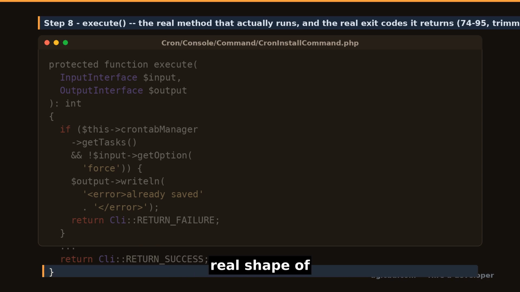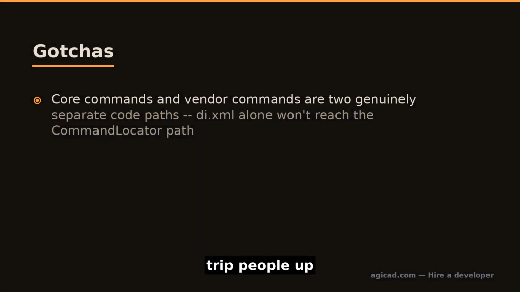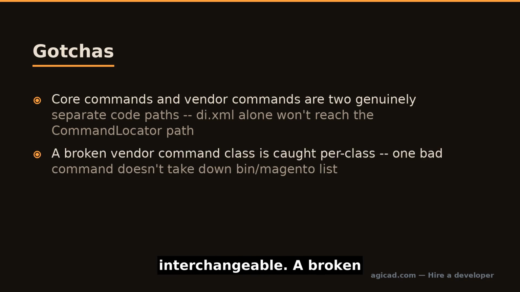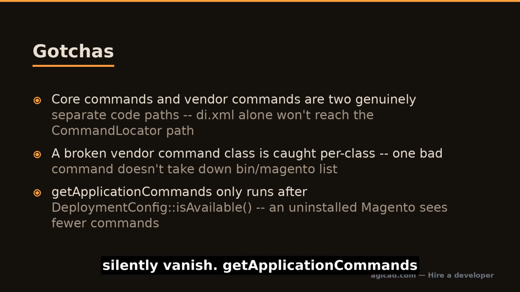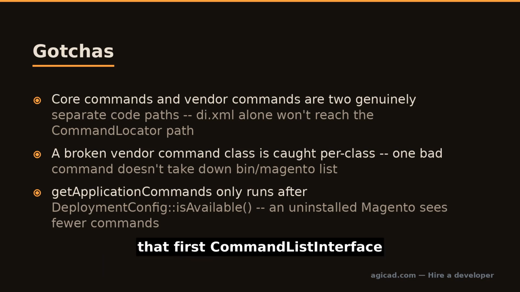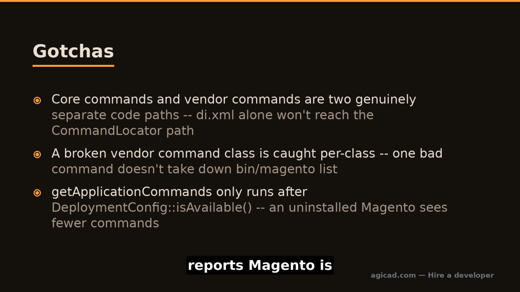A few things trip people up here. Core commands and vendor commands are 2 genuinely separate code paths inside getApplicationCommands. Registering through di.xml alone puts you on the CommandListInterface path, not the CommandLocator path, and the 2 are not interchangeable. A broken vendor command class is caught and logged per class inside getVendorCommands, so one bad third-party command doesn't take down bin/magento list. Entirely worth remembering when a command seems to silently vanish. getApplicationCommands only pulls in that first CommandListInterface bundle once deployment config reports Magento is actually installed, so an uninstalled instance genuinely sees fewer commands, not a bug.